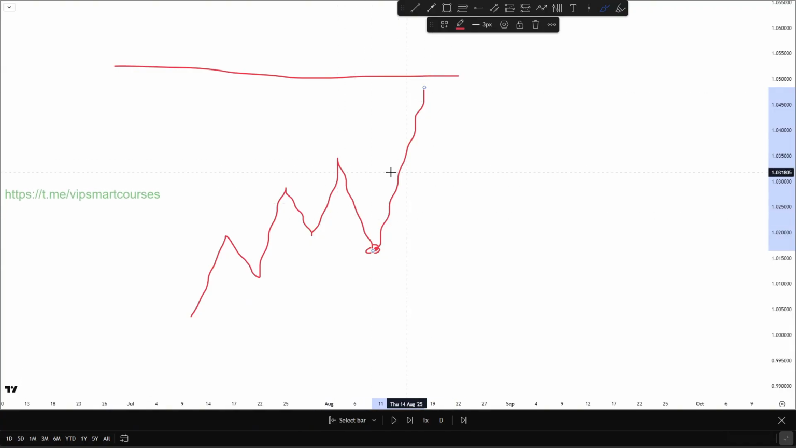Okay, so this is just a simple concept and a simple idea. You basically have to look at the context and the relative drawn liquidity.